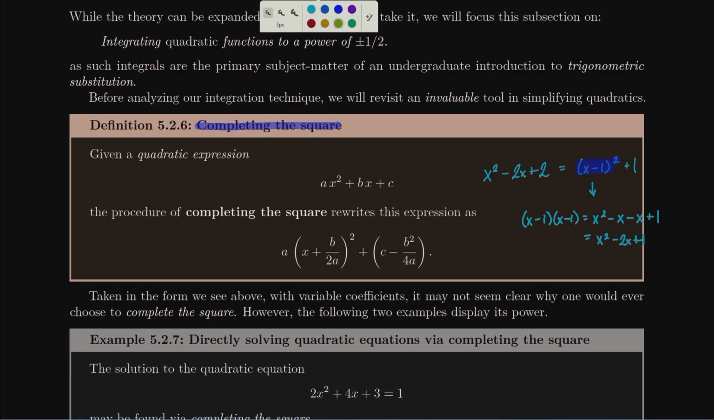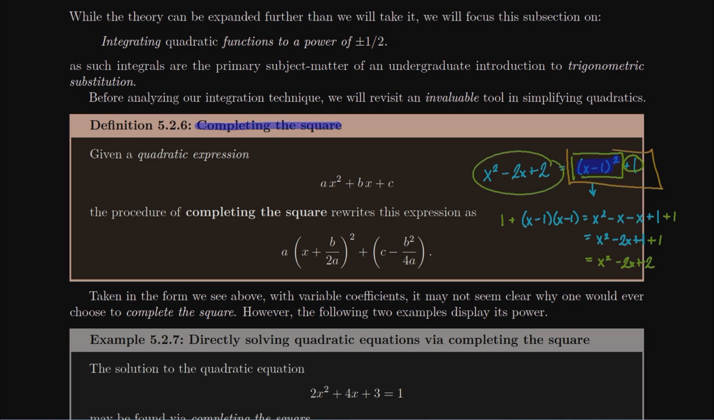But what do you know? I didn't have just the (x minus 1) squared. I've also added one extra term to it. So if I add one extra term to each of these, we end up with x squared minus 2x plus 2. So that's the procedure of completing the square, really to rewrite a quadratic with 3 terms as a quadratic with only 2 terms, where namely the first term happens to be squared. And this is very useful.